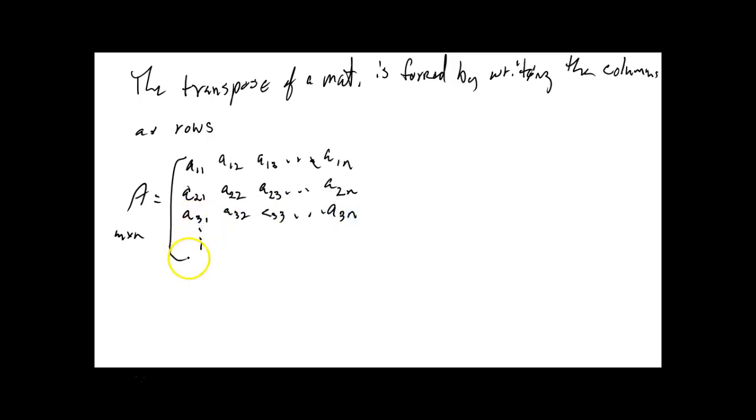We'll dot, dot, dot on down. What would be the last row? What would that be? A M1, A M2, A M3, so M, dot, dot, dot, everywhere, okay. What would the last one be? A MN. Okay, there's your original matrix A.